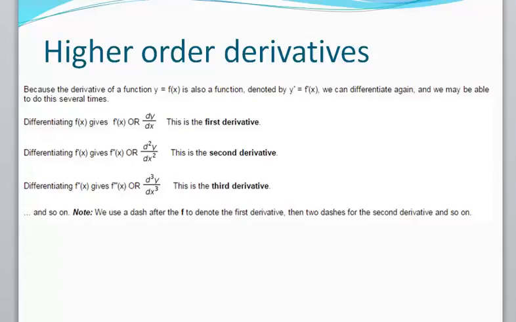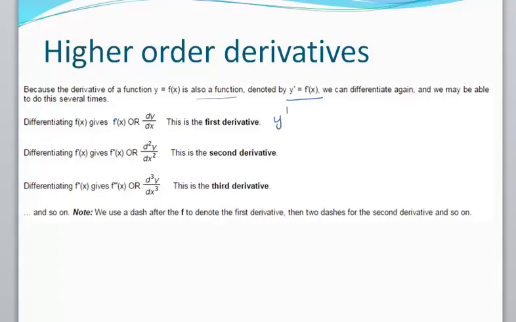Higher order derivatives. Because the derivative of a function is also a function, so here we say y is equal to a function of x, and the derivative of y is also equal to a function of x. We can differentiate this function again, and we may be able to do this several times. The first time we do this, differentiating f of x, we may put f dash x, dy on dx, or we may put y dash here.